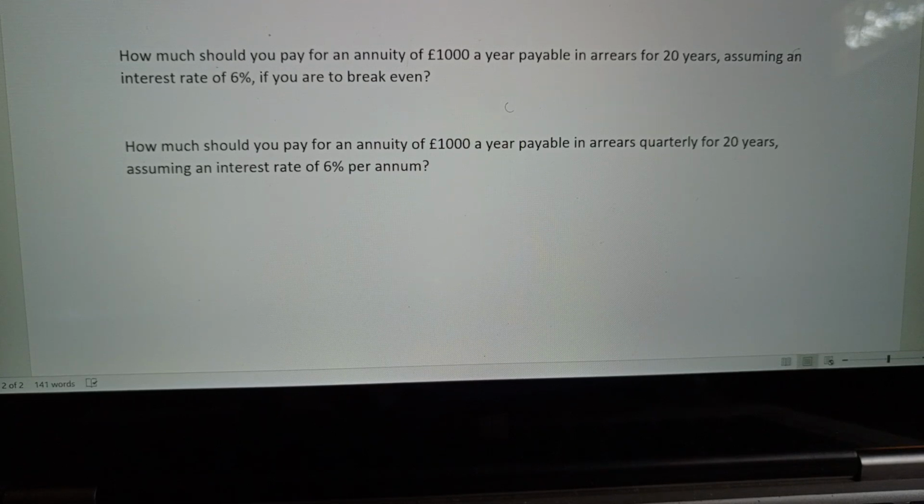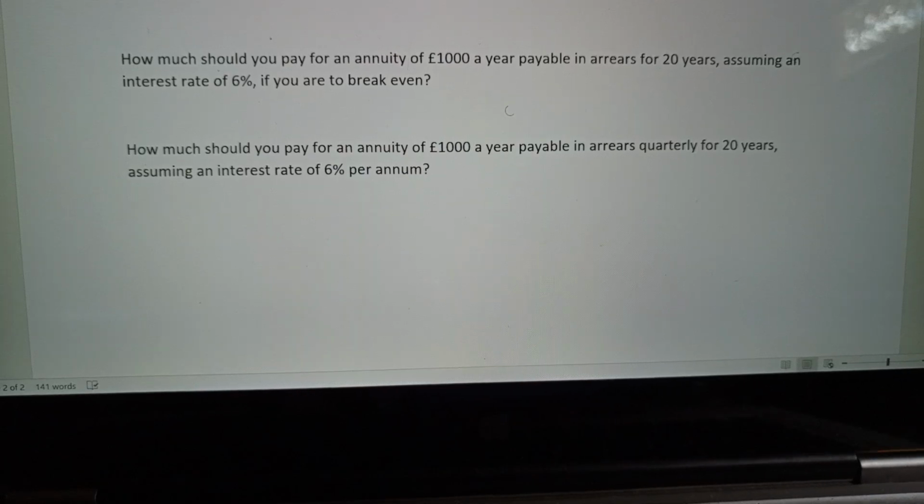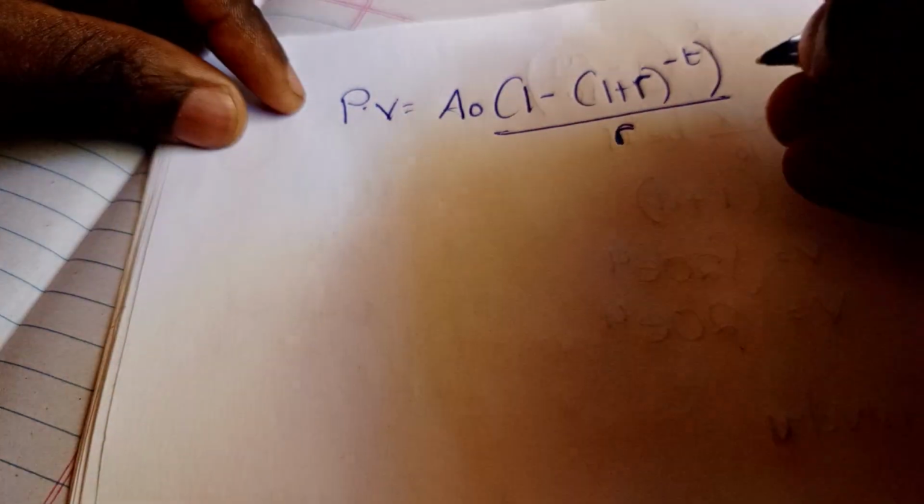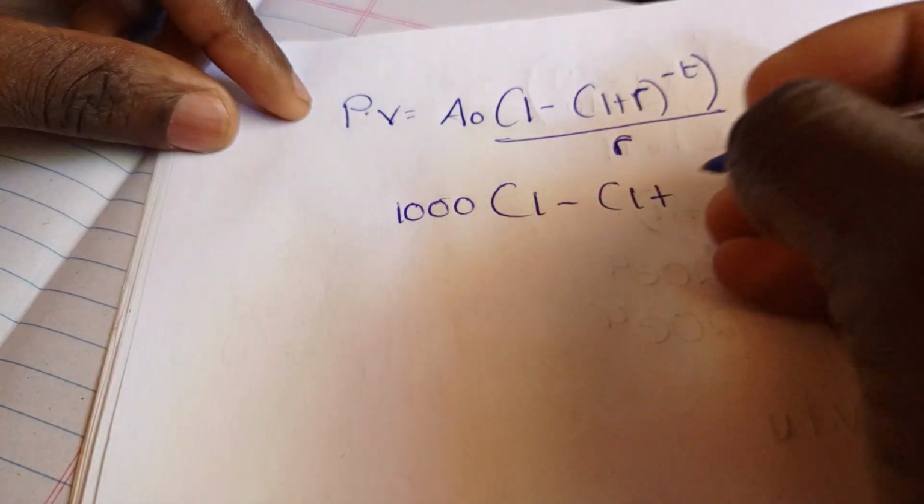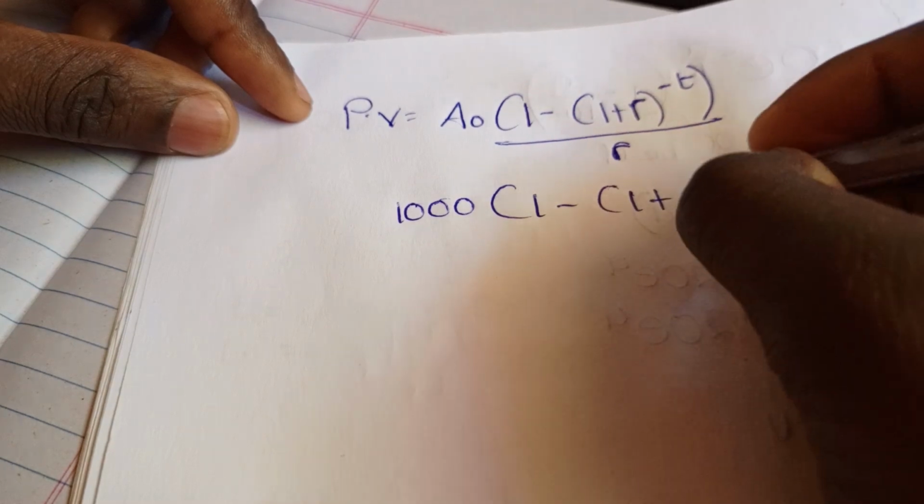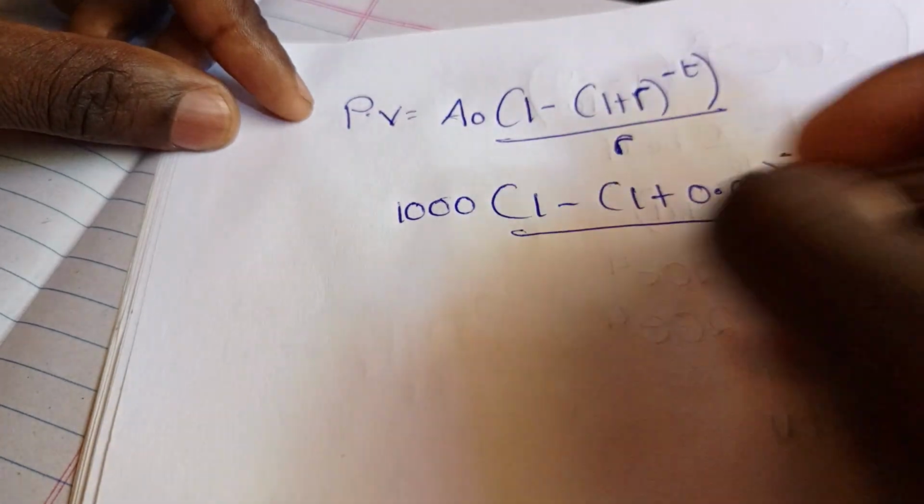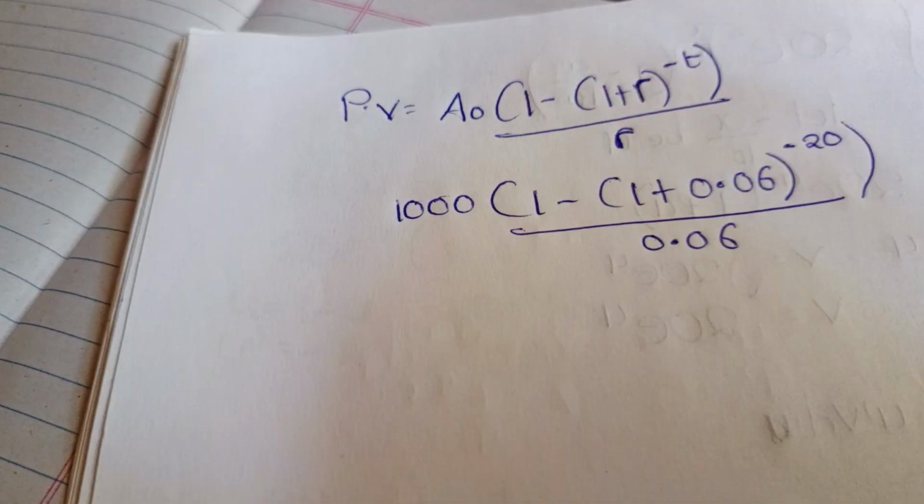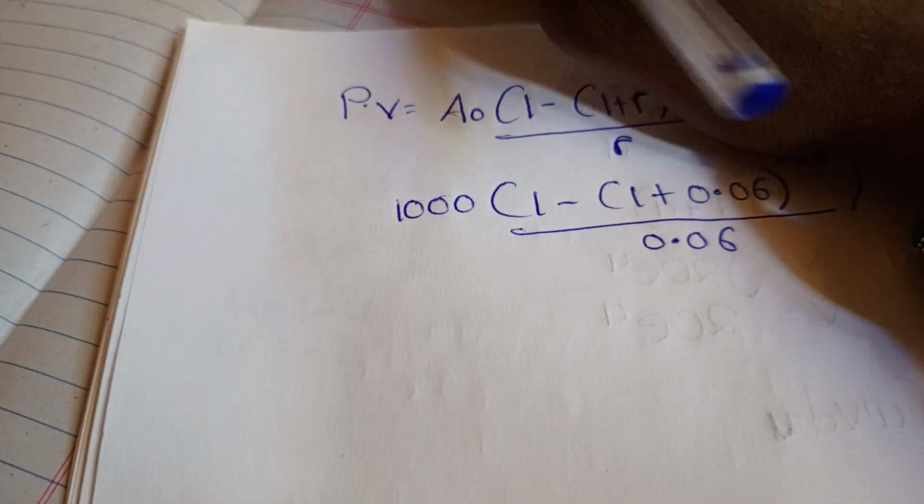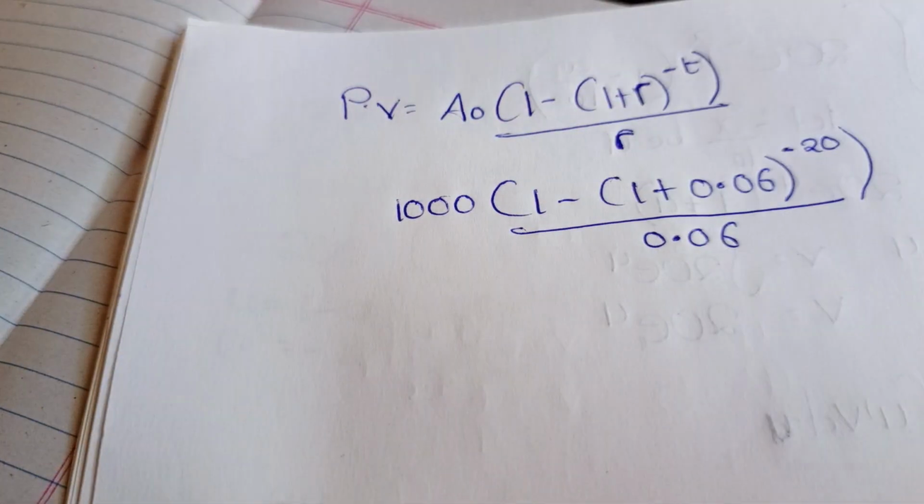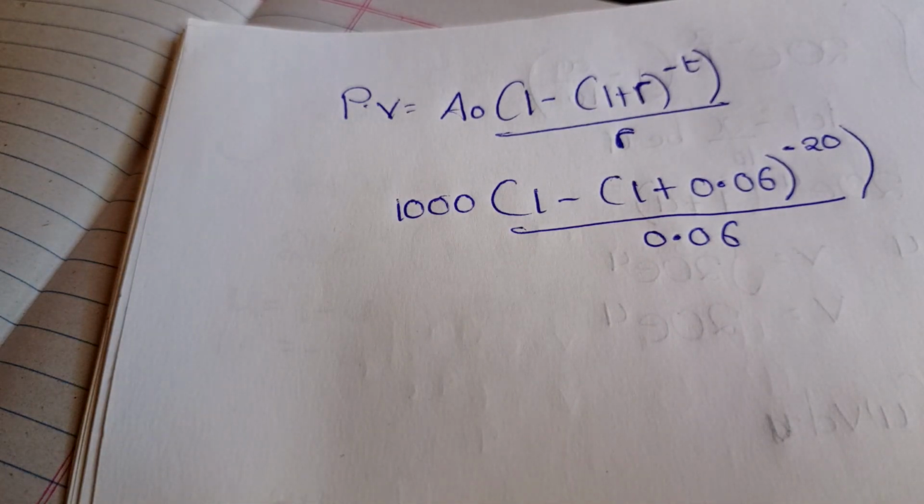So we just go directly in calculating the first question, in which the calculations will be like this. So from here you have the annuity to be 1,000, 1 minus 1 plus the rate, which is 6%, in this case 0.06, and you have the time to be negative 20, over 0.06. So from here, you will just get your calculator and punch directly. So 1 plus 0.06, that is 1.06 to the power negative 20.